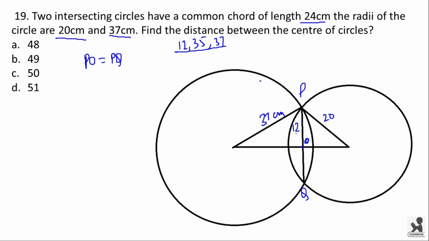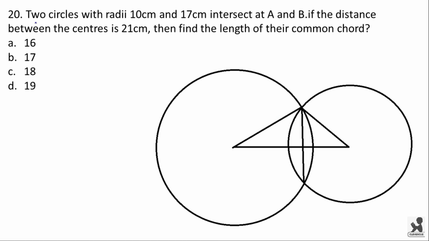This is 3 into 4. We know that 3, 4, 5 are Pythagorean triplets. If you multiply this with 4, you get 12, 16 and 20. That means, let this be O1 and let this be O2, the length of O2 will be 16 centimeters and the length of O1 will be 35 centimeters. So the distance between the centers of the circles is O1 O2, that is 35 plus 16, we get 51 centimeters as the answer. Option D is the right answer.